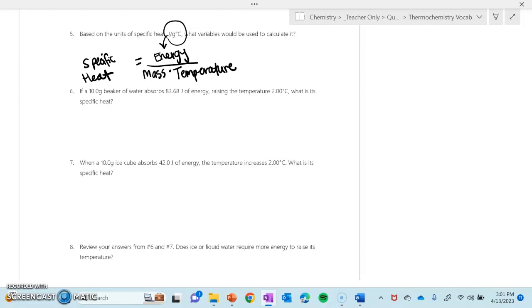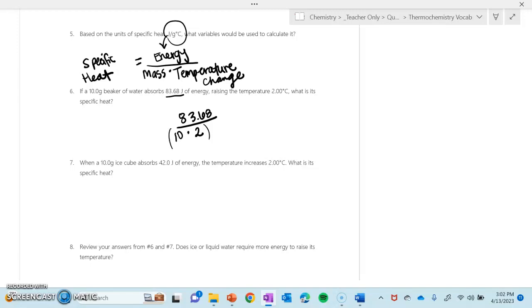6 says, if a beaker of water absorbs 83.68 joules of energy, raising the temperature 2 degrees Celsius, what is its specific heat? We have an energy value, 83.68, so I'm going to put that in for energy. We have a mass, it's 10, and we have a temperature change. We are going to either have an increase or a decrease since we're talking about transfer of temperature. So this one just tells us it raises 2 degrees Celsius.